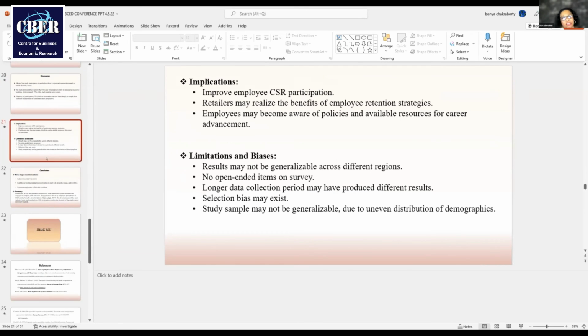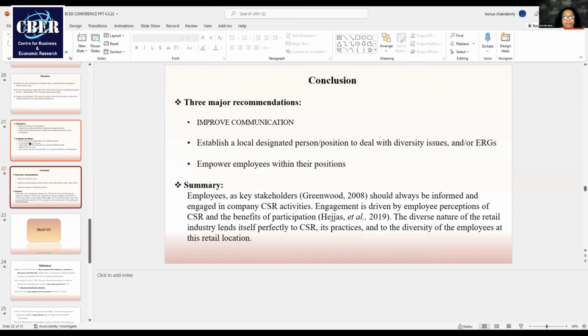Next, please. Implications would be to improve employee participation in corporate responsibility, and the retailer may realize the benefits of retention strategies such as work-life balance programs and mentorship, and employees may also become aware of the policies and available resources that the company offers.